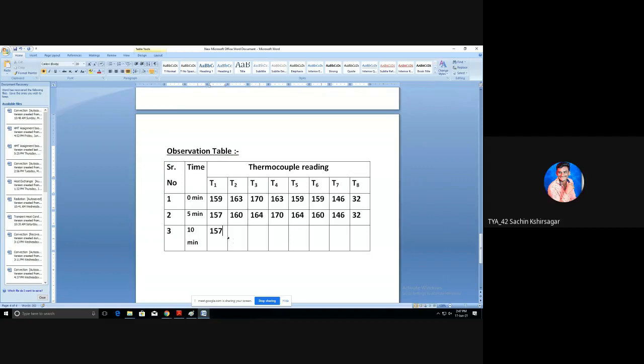Third reading: 157, 160, as above, sir. 164, 170, 164, 160, 146, and 32.